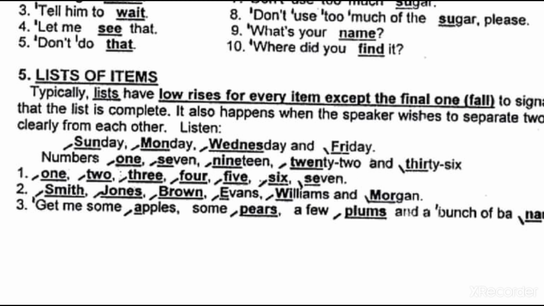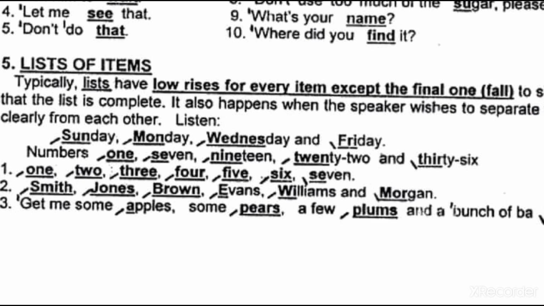Finally, the last context in which we use the low rise is when we have a list of items. All the items will have a low rise, except the last item, which will take a falling tone. So the examples. If someone asks me about the days when I practice sport, I will answer Sunday, Monday, Wednesday, and Friday. You notice that I have used a low rise in all the elements except the last element. I used a low fall on Friday because it is at the end of the utterance.